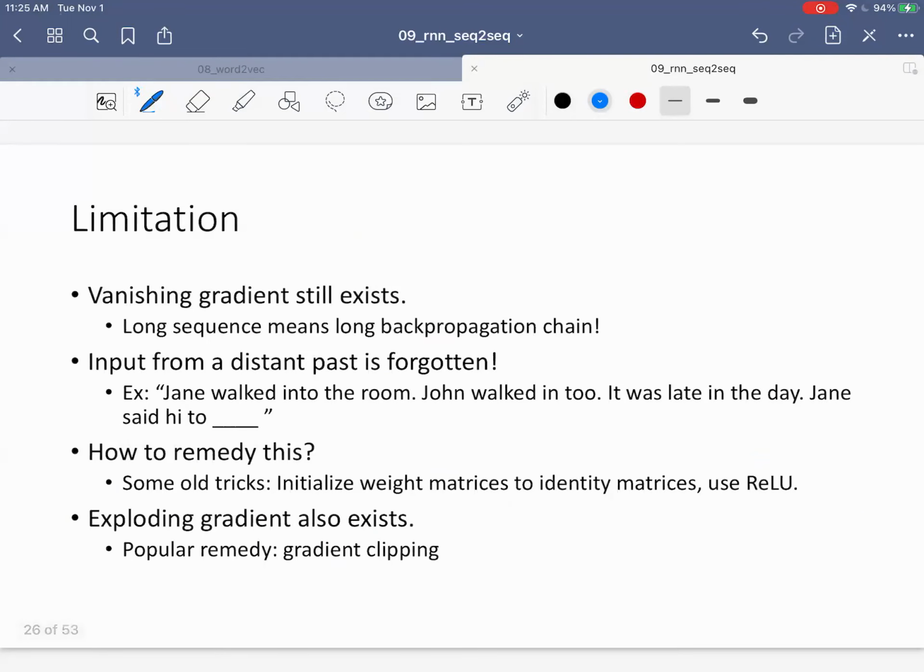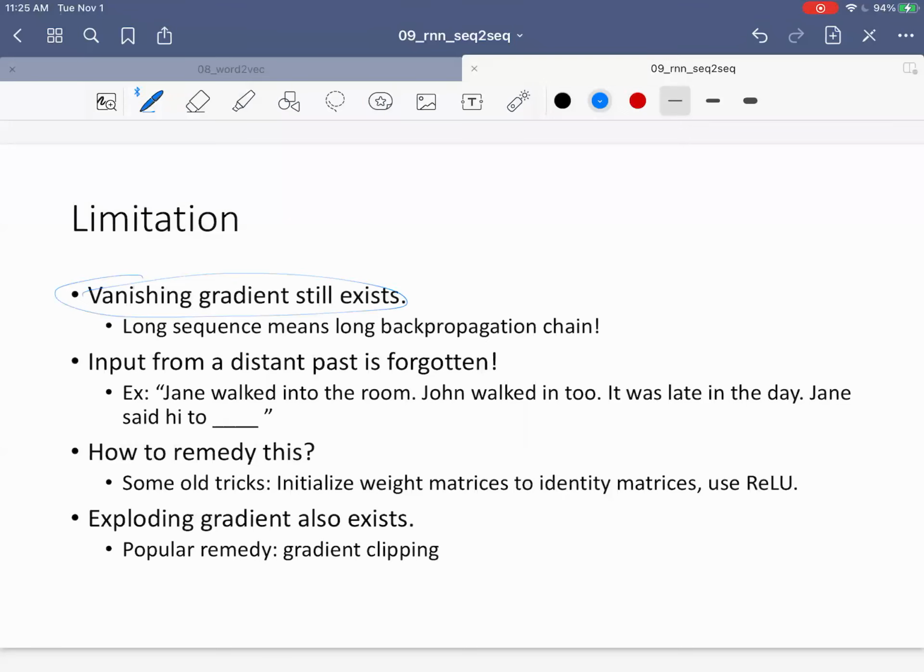Right, so limitation. So far RNN seems like a magic tool that can handle any variable length input. And then you can do a lot of different interesting stuff, such as sentence classification or language modeling or sequence, like all that kind of stuff. But the problem is there are certain limitations, which are vanishing gradient. So vanishing gradient, we talked about, I'm not sure if we talked about vanishing gradient when we were talking about feed-forward neural network.